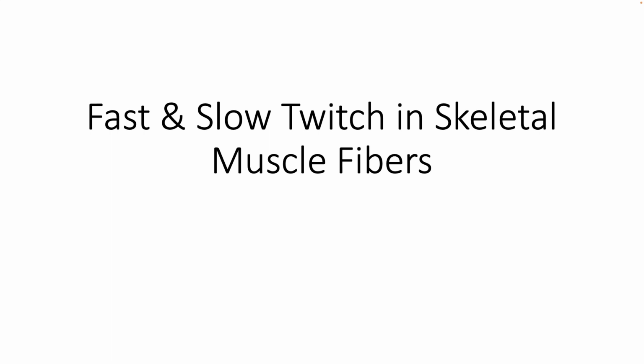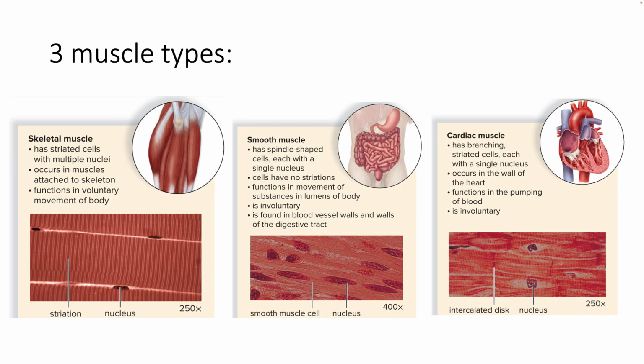Welcome back. Today we're going to be talking about muscle twitch in skeletal muscle fibers. So remember, there are three different types of muscles. We have skeletal muscles, smooth muscle, and cardiac muscle. You should have already learned about the differences between those. Today we're going to really just be focusing on skeletal muscle fibers. And there's actually two different types of skeletal muscle fibers: slow twitch and fast twitch.